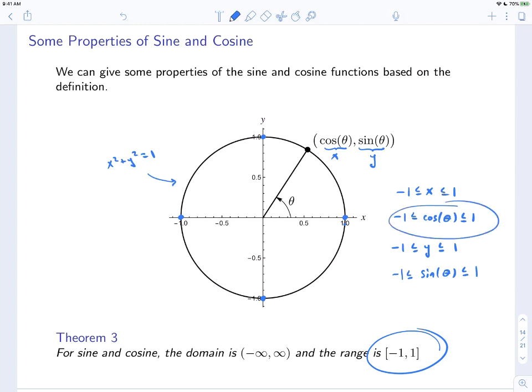And again, we can include the endpoints because at this peak right here, y is actually equal to 1 when x is 0. And down here, y is actually equal to -1, again, where x is 0. So we have that sine is always between -1 and 1, but it could be equal to -1 or 1. So again, the range is the set of all real numbers between -1 and 1, including the endpoints.